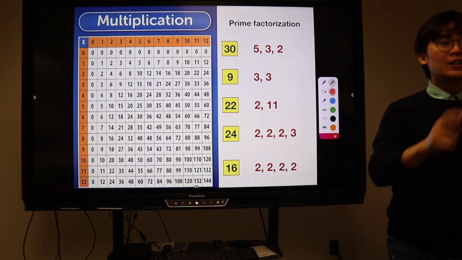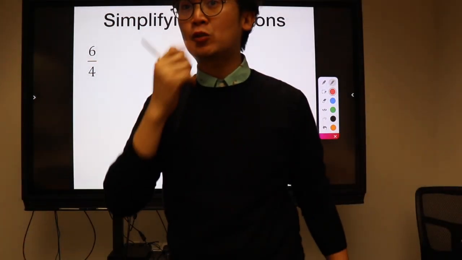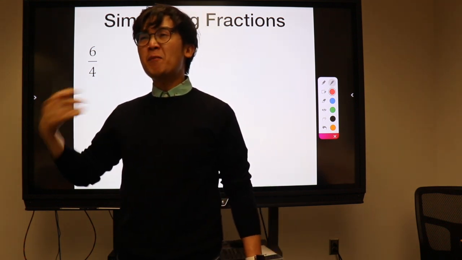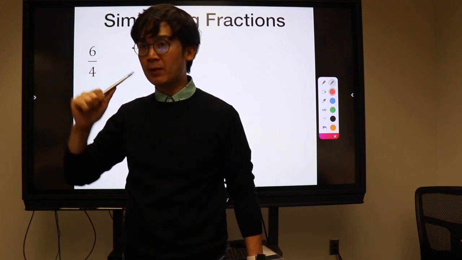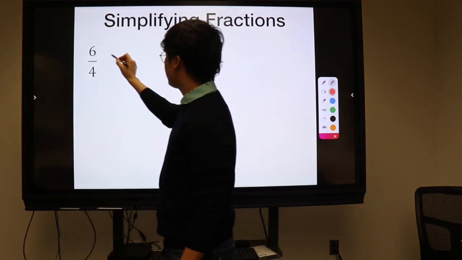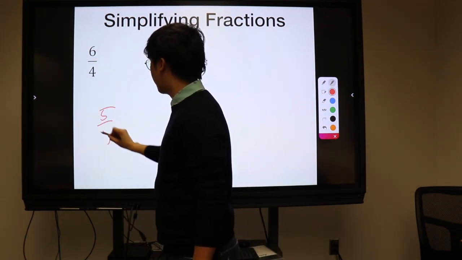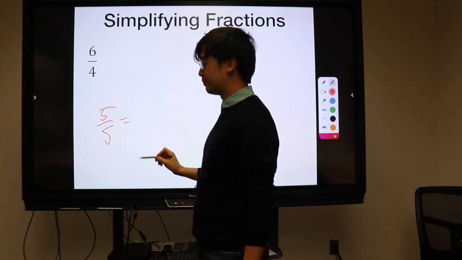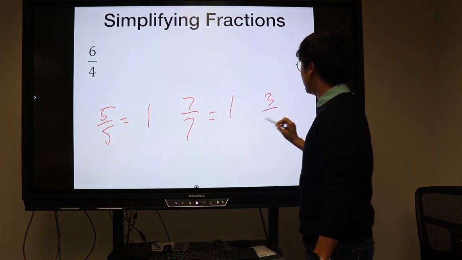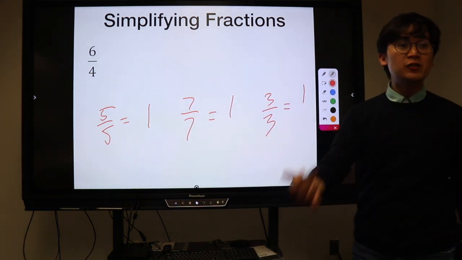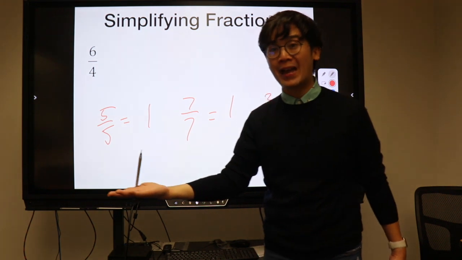Now you're ready to simplify a fraction. Simplifying a fraction can be difficult for a lot of students because we were taught that to simplify a fraction, you need to think of the biggest number that could divide the top and the bottom. This is the easier way. First, before I simplify, if I have 5 over 5, what is 5 over 5? It's 1. What is 7 over 7? 1. What is 3 over 3? 1. So it's safe to say that when the numerator and the denominator are the same, it's equal to 1, because that's the rule of mathematics, right?